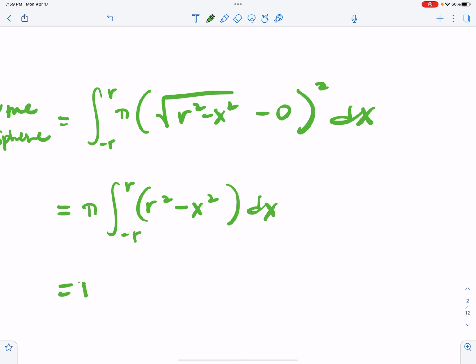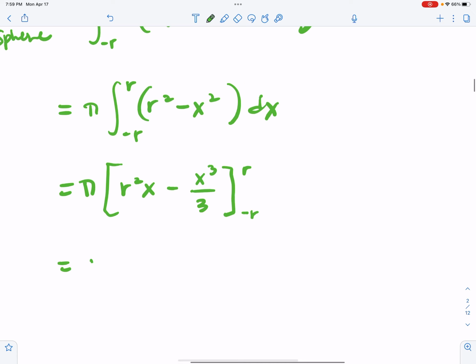In this case, we would know what little r is, right? Little r, you're integrating from negative r to r. So when we do that, r squared is just going to be treated like a constant. So when we integrate, that'll be r squared times x minus x cubed over 3.